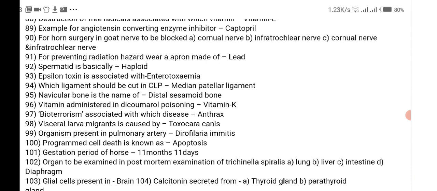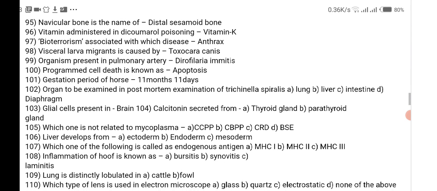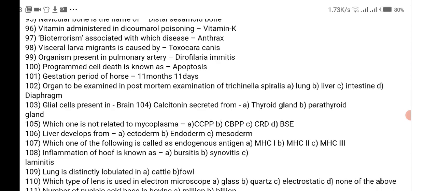Visceral larva migrans is caused by Toxocara canis. Organism present in pulmonary arteries is Dirofilaria immitis. Programmed cell death is apoptosis. Gestation period of horse is 11 months, 11 days. Organ to be examined in post-mortem examination of Trichinella spiralis is not known.